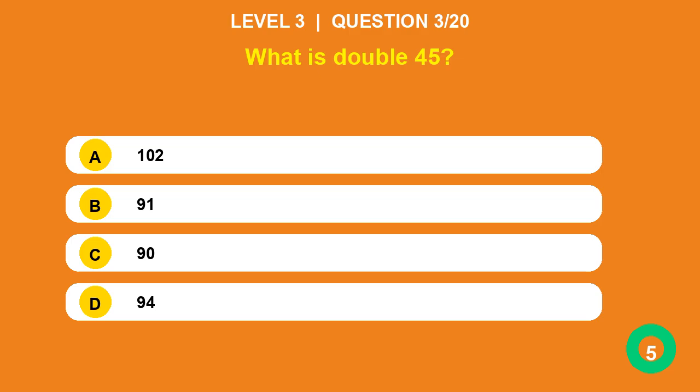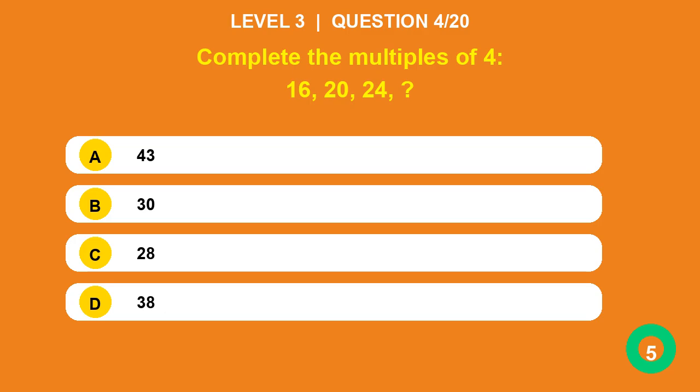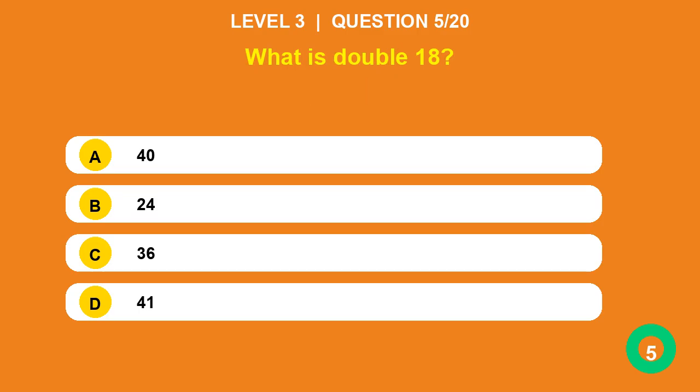What is double 45? Answer is 90. Complete the multiples of 4. 16, 20, 24. Answer is 28. What is double 18?